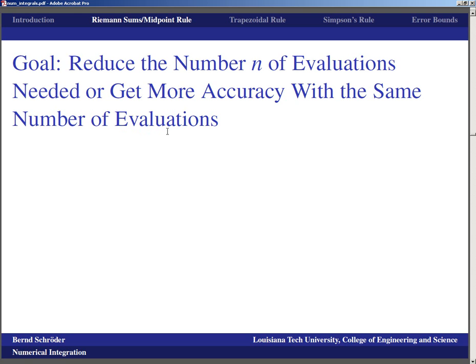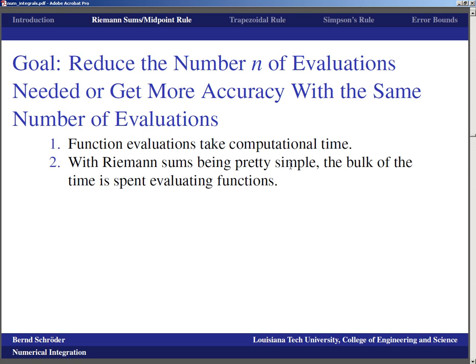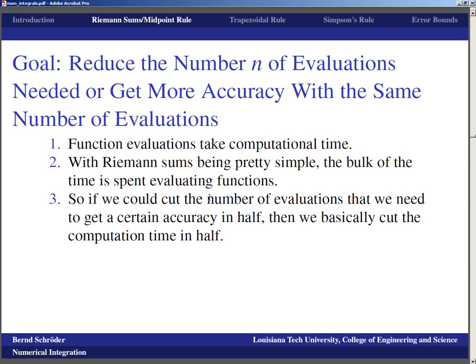So keep in mind, or download the slides and open them up in a separate window, that we were about 0.1, 0.15 off with the left and right endpoint evaluations when we worked with n equals 4, and that we were still something like 0.03 off when we worked with 20 evaluations. Okay, so the thing here is the evaluations of the function take computational time. And with Riemann sums actually being pretty simple, really the bulk of the time evaluating the sums is spent evaluating the functions. So if we could cut the number of evaluations that we need to get a certain accuracy in half, then we basically cut the computation time in half.